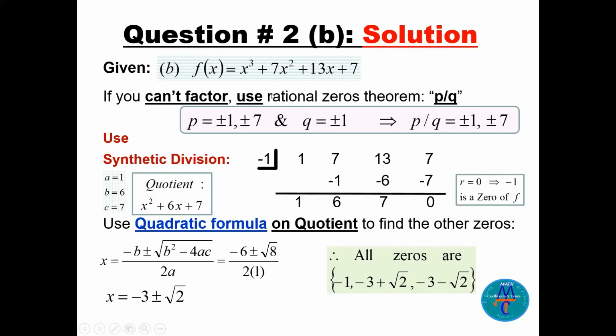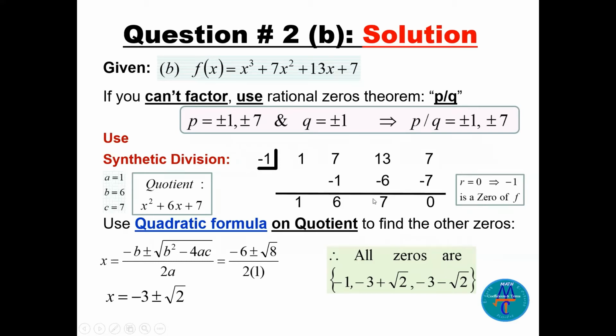Just remember that if you cannot factor, use the rational zeros theorem, or rational zeros test as we sometimes call it in the book, P over Q. P are the factors of the constant here, plus or minus 1, plus or minus 7. Q are the factors of the leading coefficient, plus or minus 1. Divide P over Q, and then you have to try synthetic division. You can try any number there: plus 1, minus 1, plus 7, minus 7. If you check minus 1, you see the remainder is 0. You have to know what synthetic division is. If the remainder is 0, then we can take this number as a zero of the function.